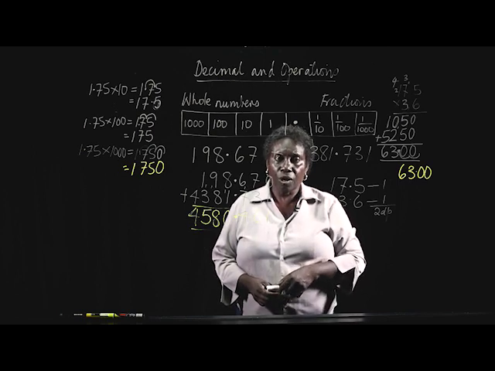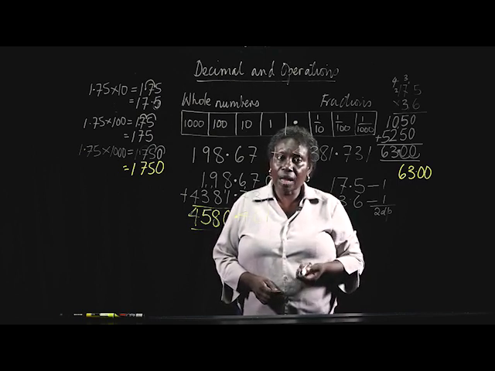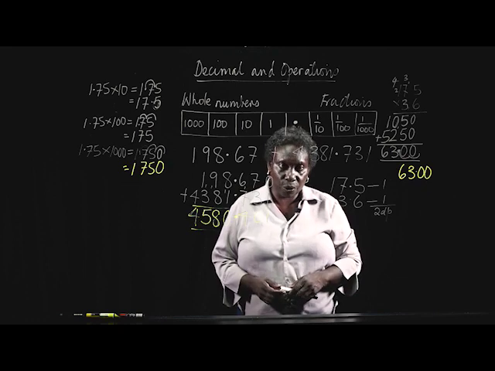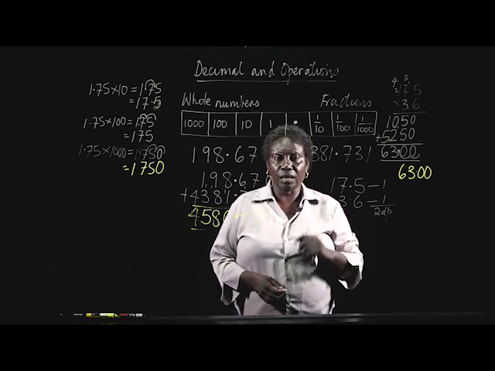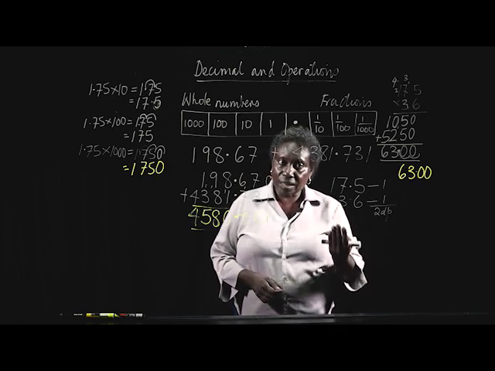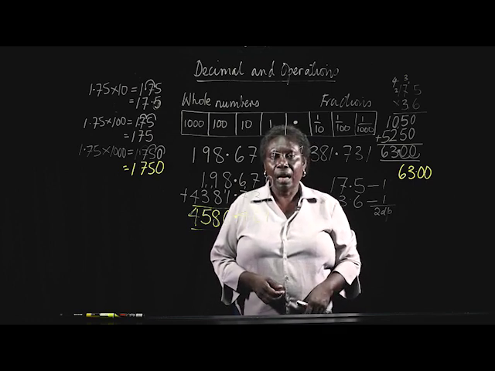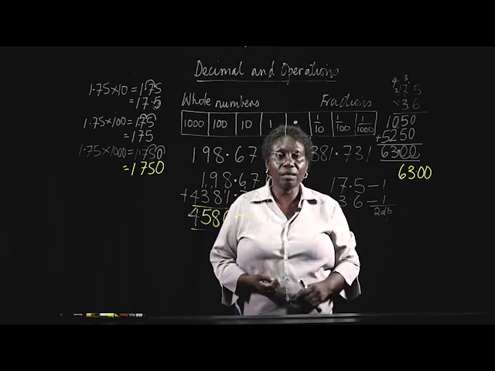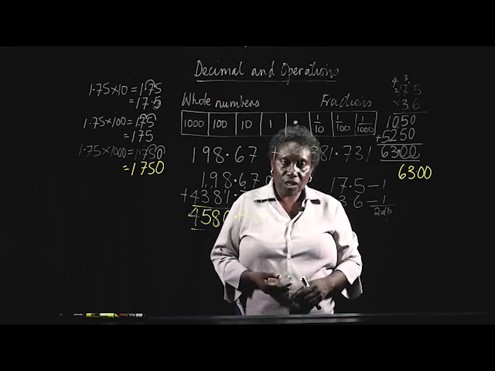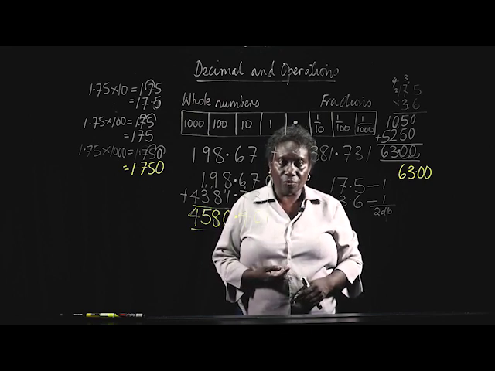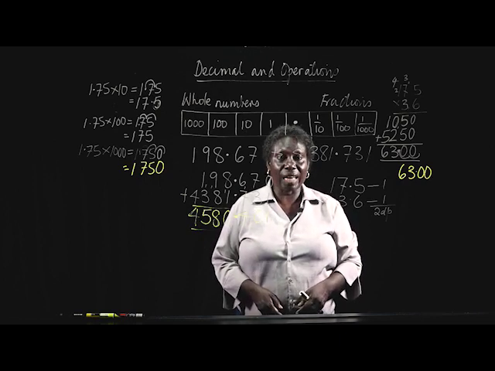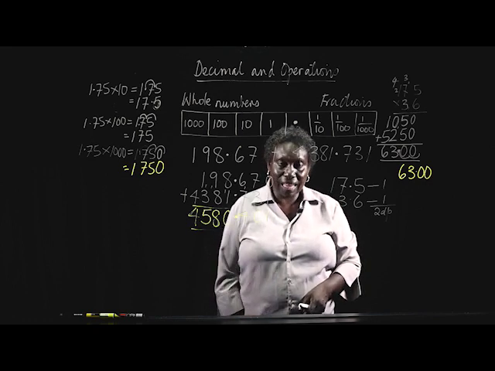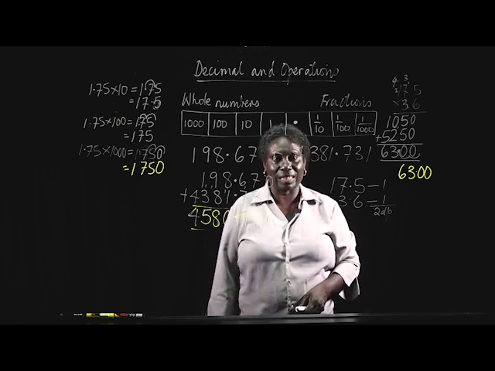From this lesson, we have seen that when you multiply by a ten or power of 10, you simply move the decimal point to the right depending on how many zeros there are. So in today's lesson, we have looked at what a decimal number is. We have looked at addition, subtraction, and multiplication of decimals. In our next lesson, we are going to look at division of decimals.